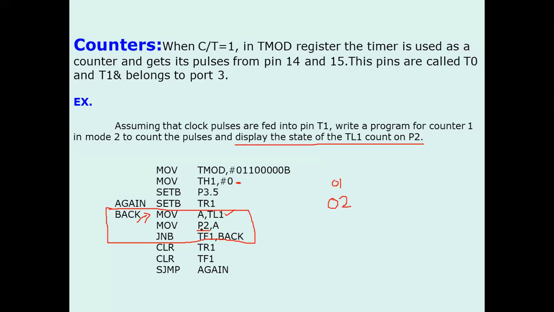Okay, and this continues till FFH. This loop will continue until the value of TL1 reaches FFH. When it is FFH, timer 1 indicates that my counting is completed. Clear? Clear or not?